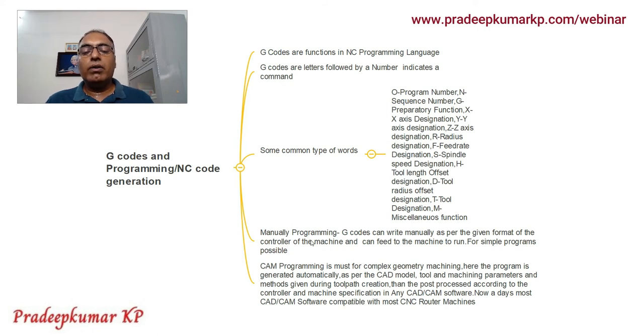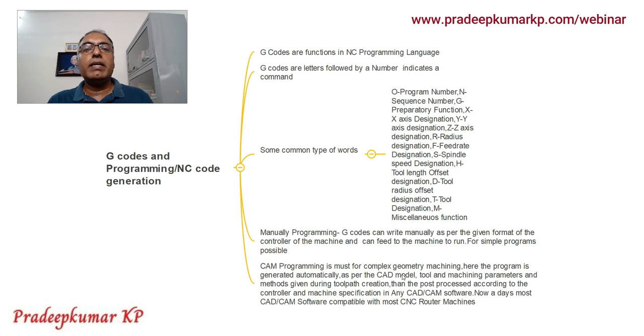Then I already explained about manual programming and CAM programming. In manual programming, all these G codes we can write manually as per the given format of the machine's controller. Different controllers have different formats, and most of the things are almost the same, with some changes depending upon the controller. This NC code we can feed into the machine to run. Manual programming is okay for simple programs.